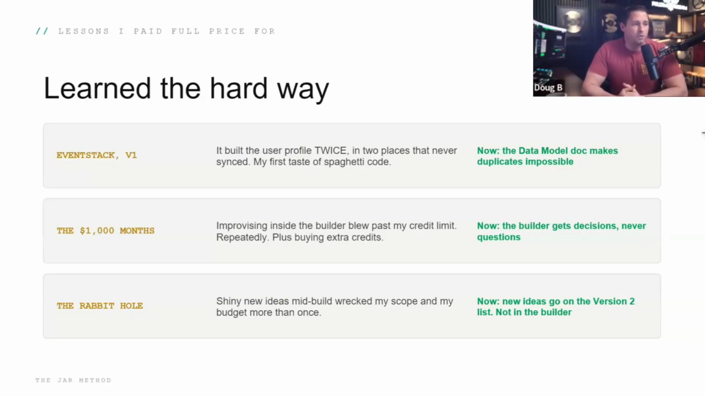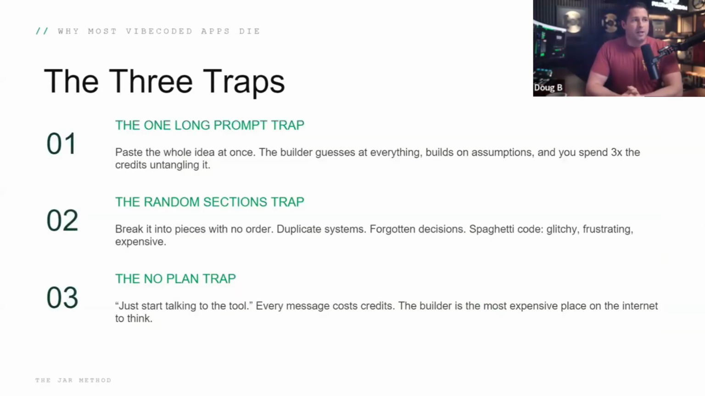And then you have the rabbit hole: shiny new ideas mid-build wrecked my scope and budget more than once. When you start building these types of tools, how many ideas have you come up with in the middle of your build? You're like, oh, I should add this. Well, if you did the planning in the beginning, and as you're building it, it knows the full scope of the big picture, it's going to be a lot easier, and you're going to reduce the errors and bugs that cost a lot of time and money to fix later. So here are the three traps.